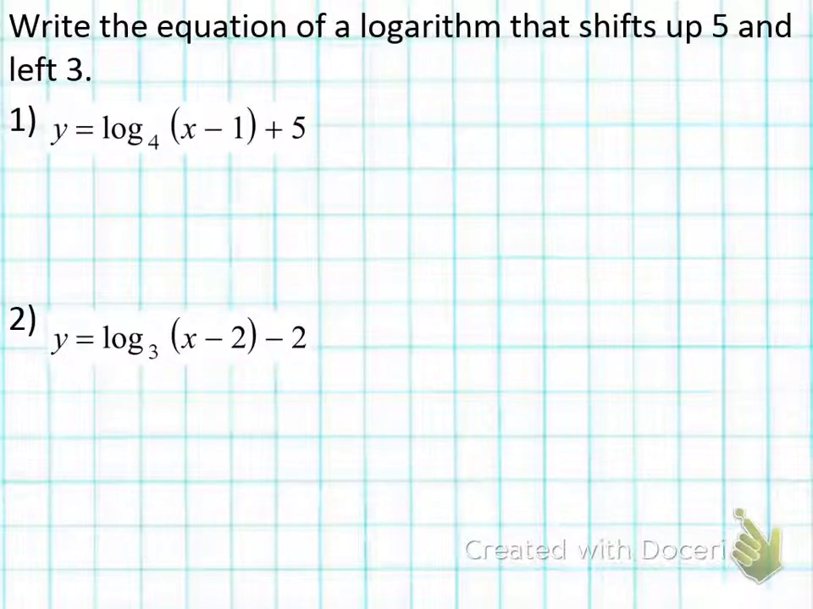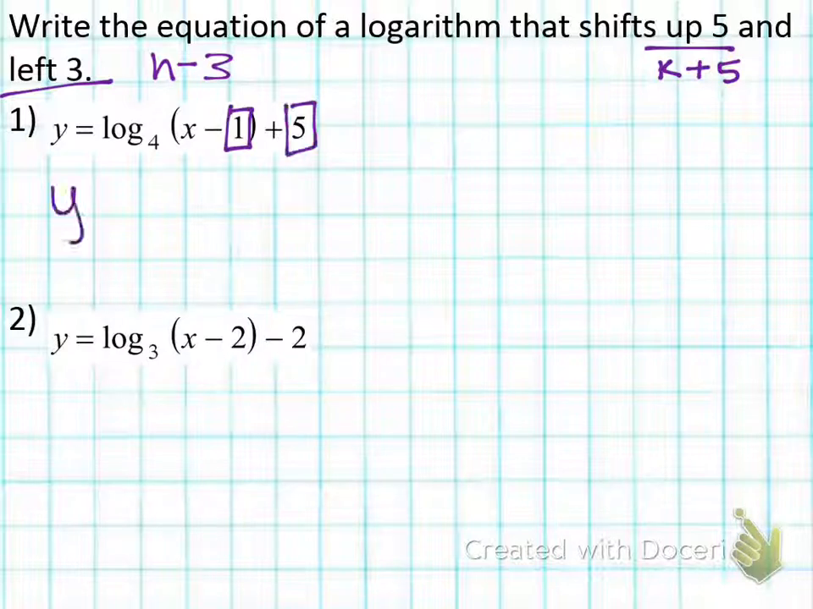Alright, so back to the lesson. I want to try to write the equation of a logarithm that shifts up 5 and left 3. So up 5, I'm thinking, okay, that means I'm going to take k and add 5. Left 3 means I'm going to take h and subtract 3, right? I'm going to decrease it. Then I'm going to take that information and use that to rewrite these logs. So I have h as 1, k is going to be 5 here. So I can rewrite this.